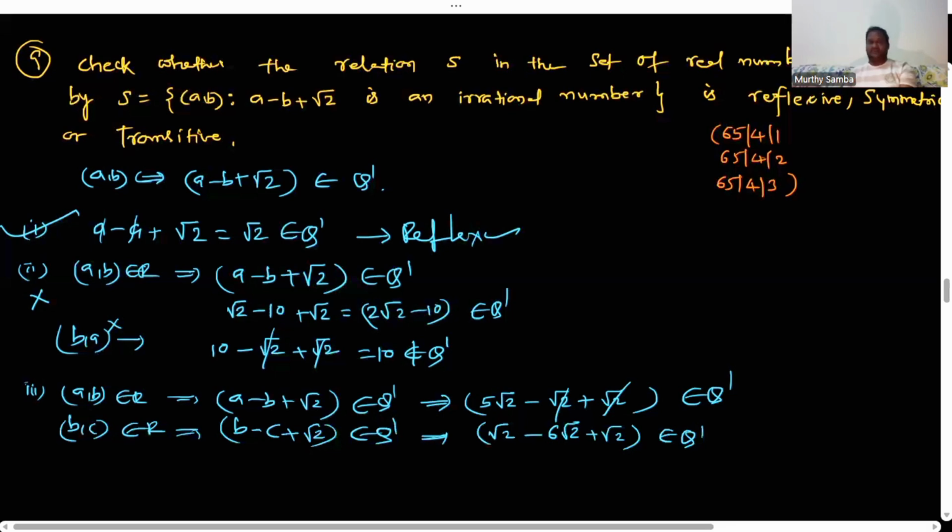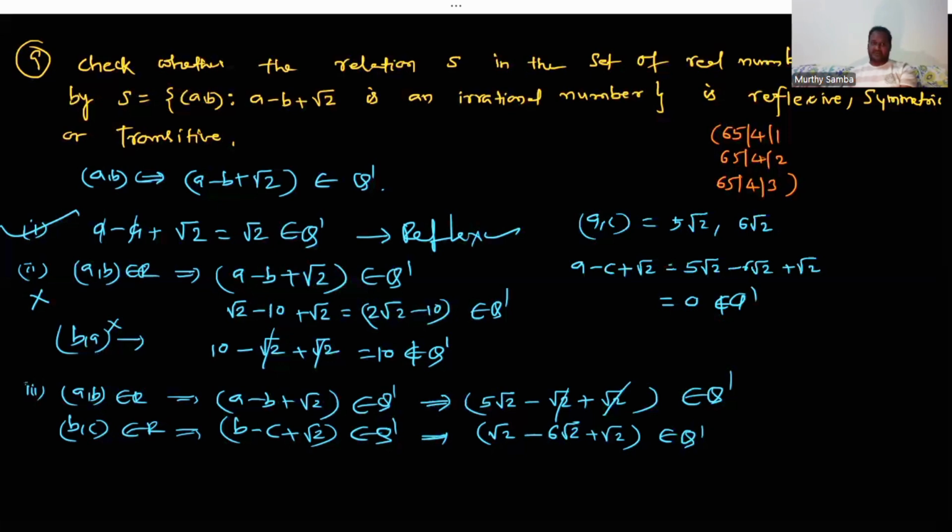But coming to (a, c). (a, c) means what? You have taken a equal to 5 root 2 and c equal to 6 root 2. Then what is a minus c plus root 2? a is equal to 5 root 2, minus c equal to 6 root 2, plus root 2. Once you observe, 5 root 2 plus root 2 is 6 root 2, minus 6 root 2 is equal to 0. It does not belong to Q dash. It means it is not transitive. Therefore, the relation is reflexive but neither symmetric nor transitive.